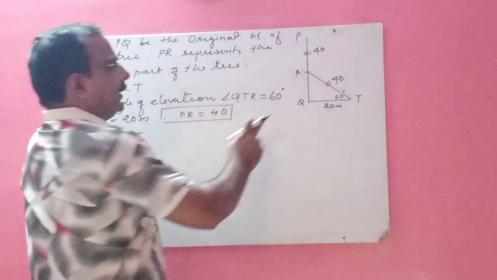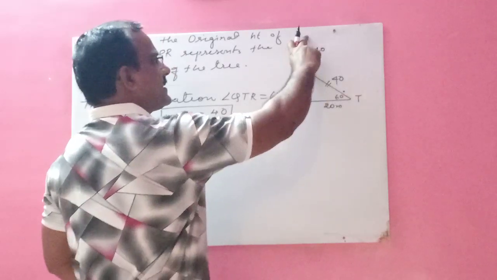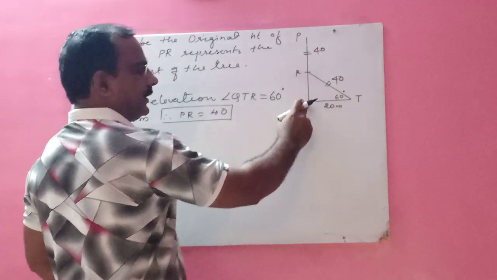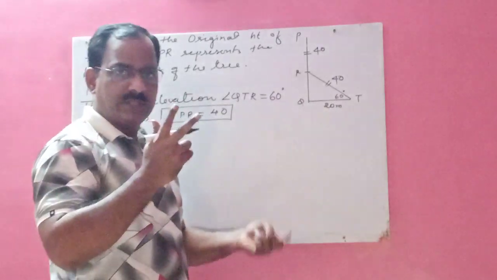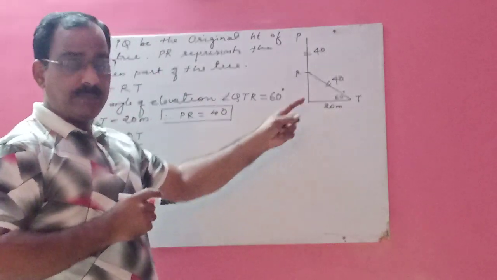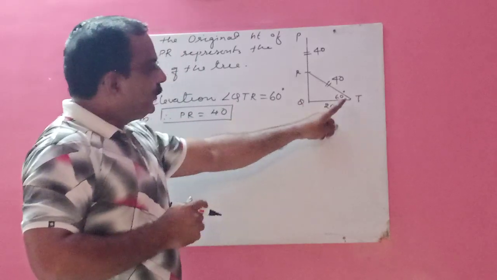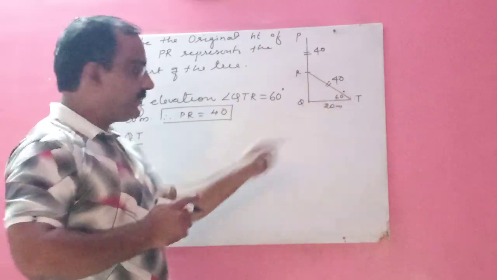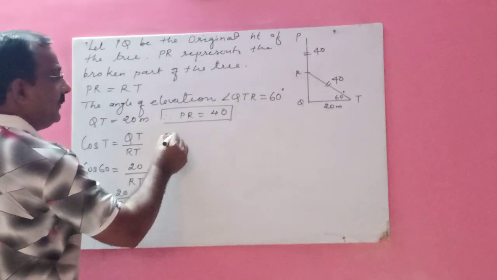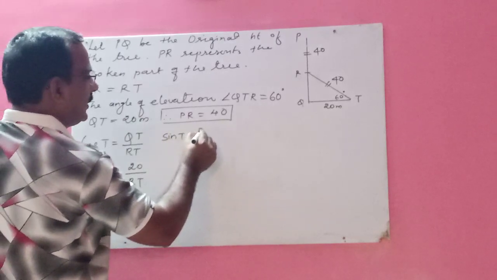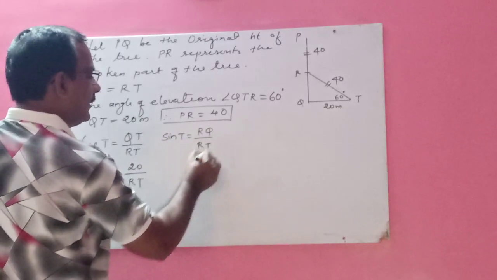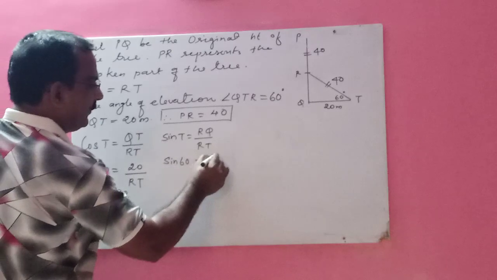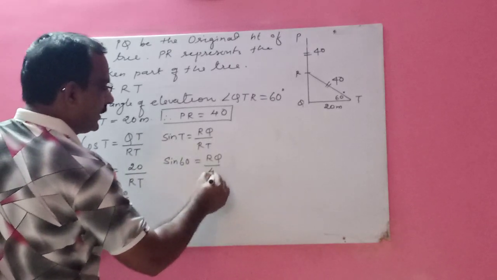Clear? Now how to get this RQ? Because this plus this is equal to PQ. We got PR as 40. Now we need RQ. So for RQ you have two methods. One is using the Pythagoras theorem, and second one is if you apply here sine 60. Sine 60 is equal to opposite upon hypotenuse. So I am applying sine 60 here. Sine T is equal to RQ upon RT. Sine 60 is equal to RQ, that we have to calculate, upon RT, which is 40.